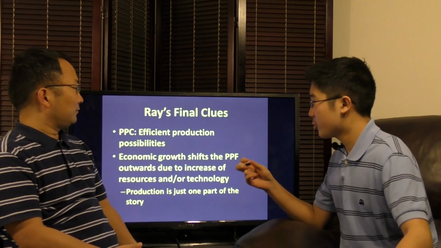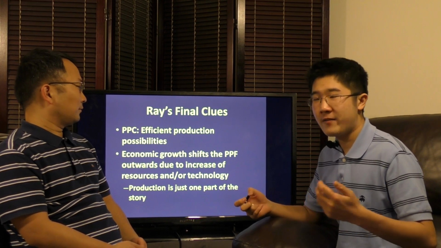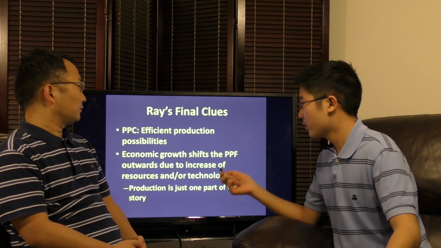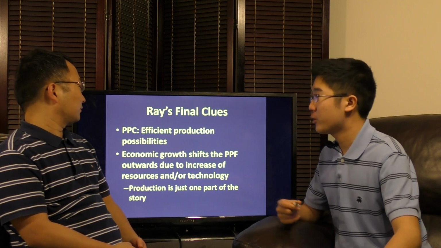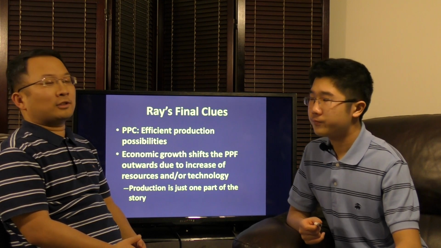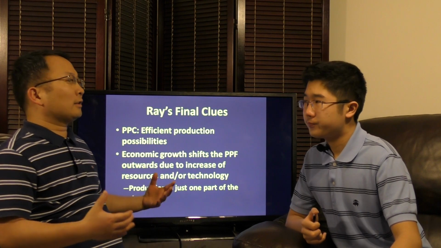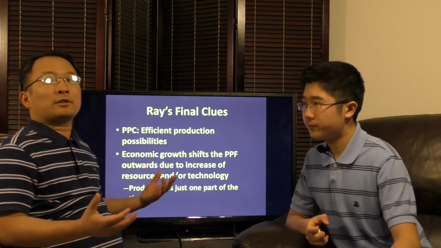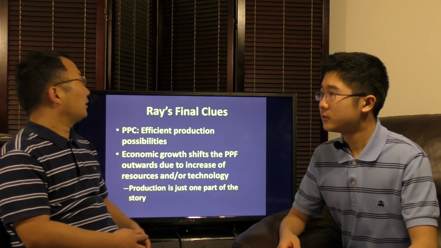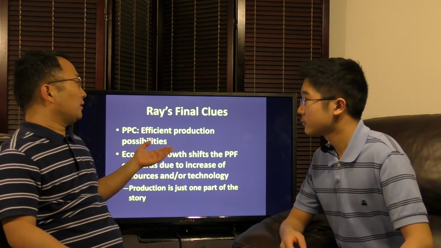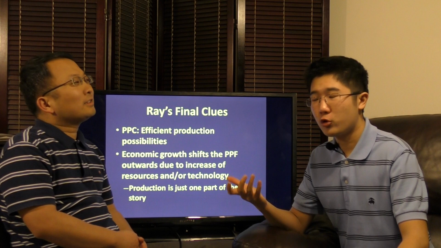And when we see the PPC or PPF shift outwards due to resource increases or technology advances, we should call this economic growth, which is basically increased production. I want to just remind you again that production is just one part of the story. The flip side is allocation. We're going to discuss that in future chapters, but today we just focus on production. Efficiency is not just production, but also allocation: which of those combinations are the most optimal according to the market conditions?